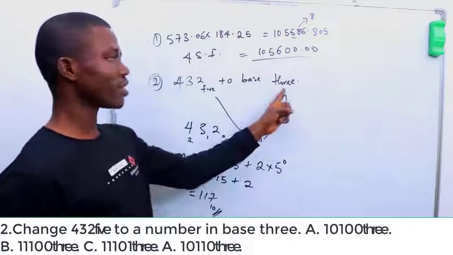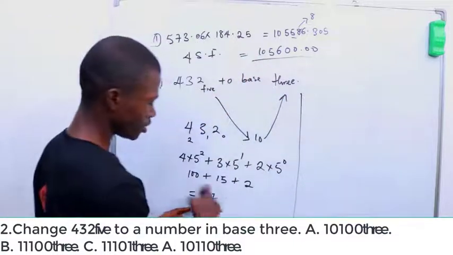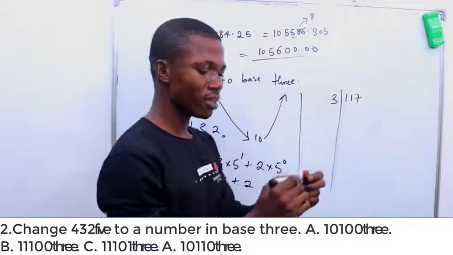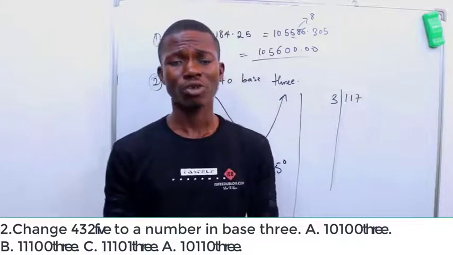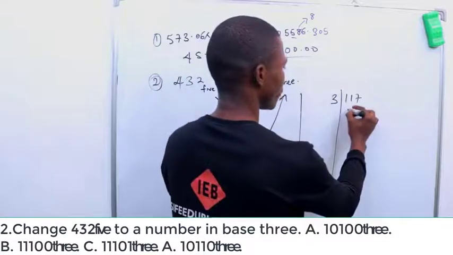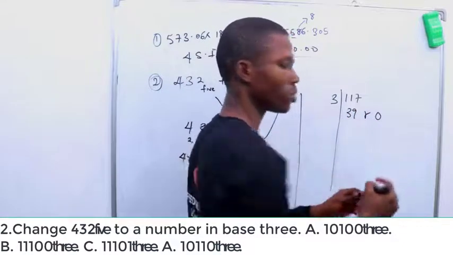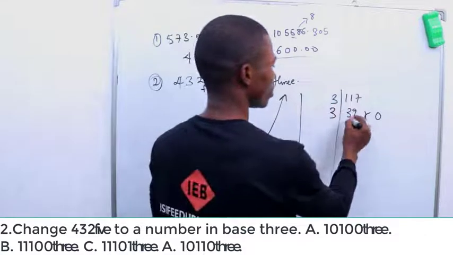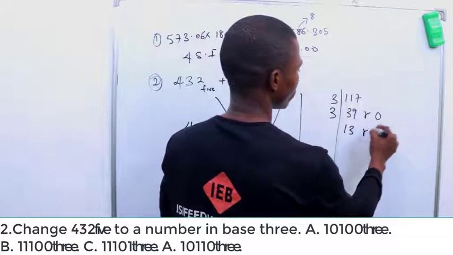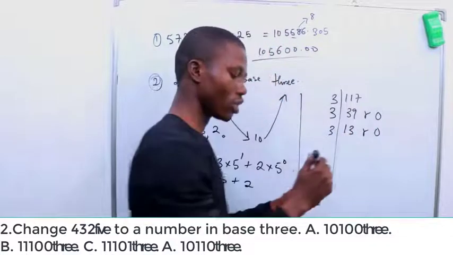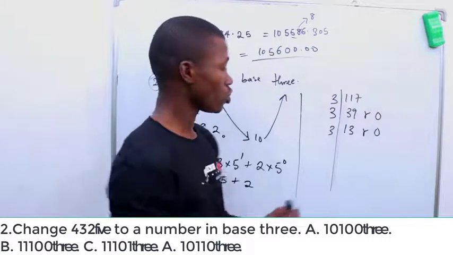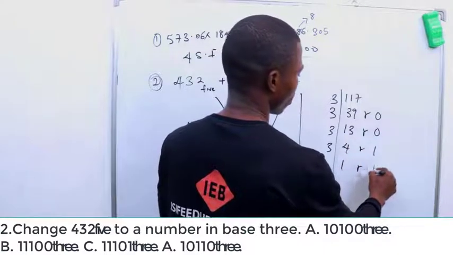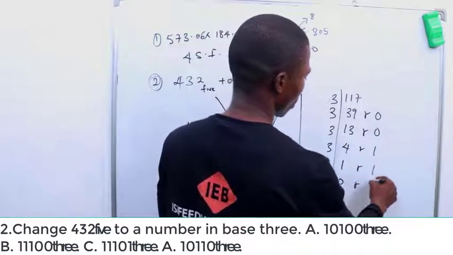Is this our answer? No. They say base 3. So we convert this to base 3. 117 divided by 3 gives 39, remainder 0. 39 divided by 3 gives 13, remainder 0. 13 divided by 3: 3 can divide 12, giving 4, remainder 1. 4 divided by 3 gives 1, remainder 1. 1 divided by 3 gives 0, remainder 1.